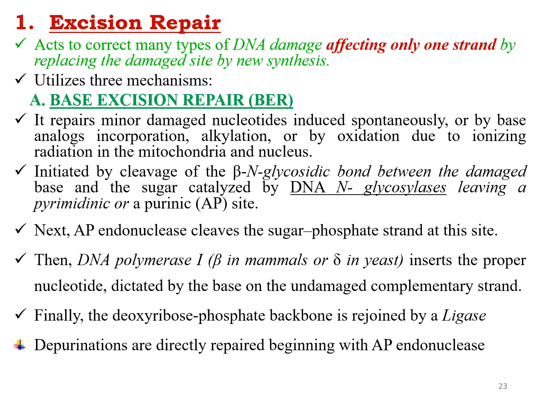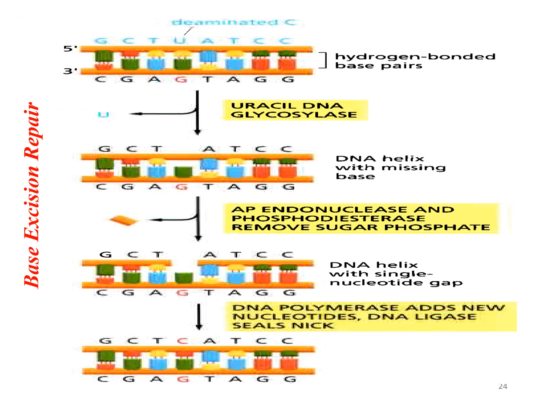Next, this AP site endonuclease cleaves the sugar phosphate strand at this site, and then DNA polymerase 1, or polymerase beta in mammals and delta in yeast, inserts the proper nucleotide dictated by the base on the complementary strand. Finally the deoxyphosphate backbone is rejoined by the ligase enzyme, and depurination is directly repaired beginning with AP endonuclease. So this is how base excision repair takes place.